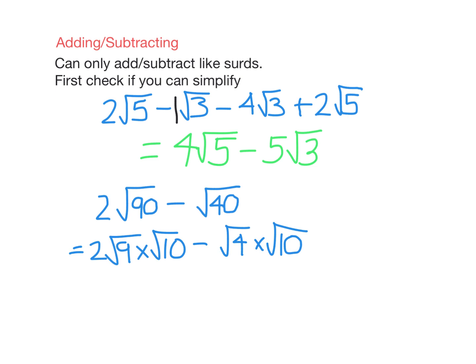So let's simplify this one. 2 times 3, root 9 is 3, times root 10 is 6 root 10. Root 4 is just 2.